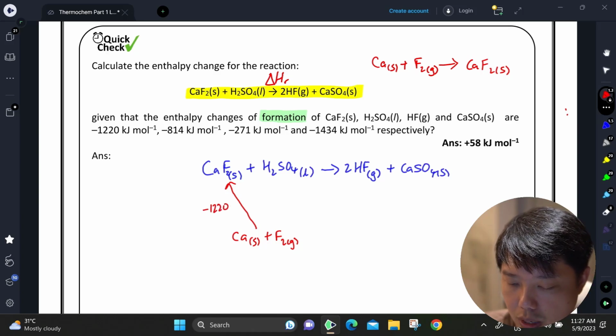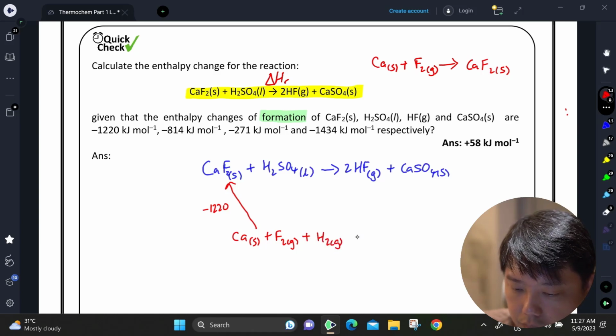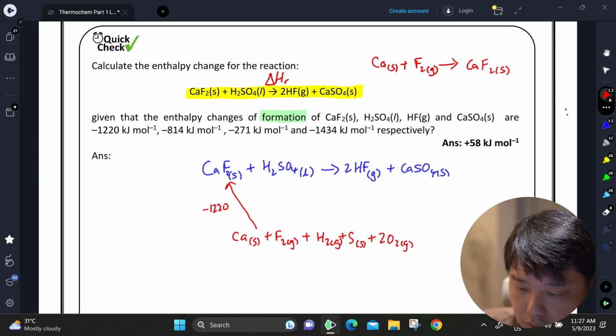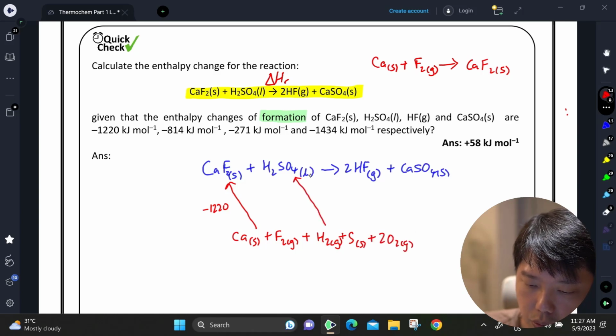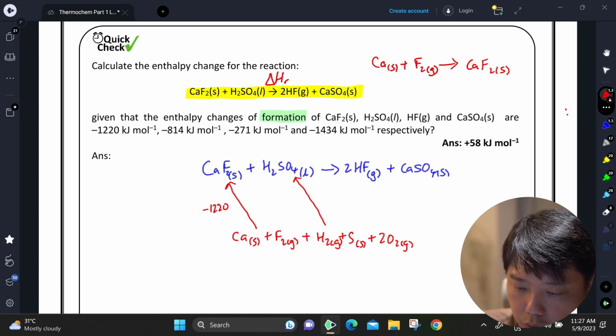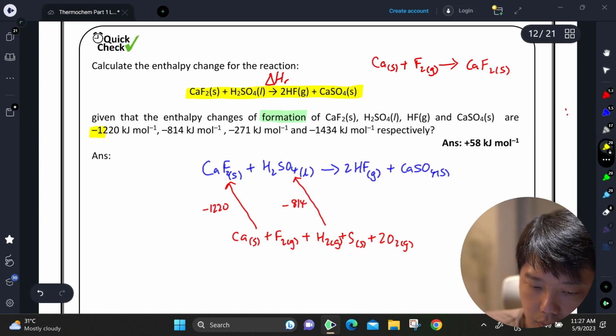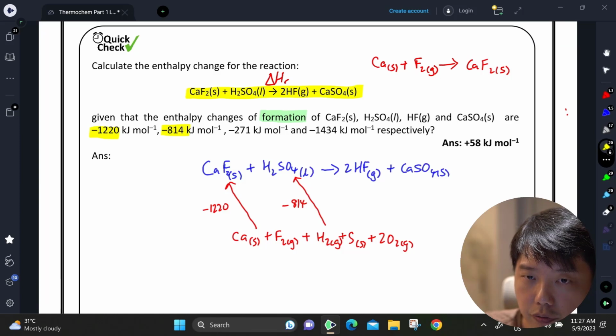Okay, so that's one. The second one that we will do is sulfuric acid. The elements are hydrogen gas, sulfur solid, and 2 oxygen gas. From here, we're going to put up to the sulfuric acid. That will give you negative 814. So these two enthalpy changes of formation, we have actually already used.